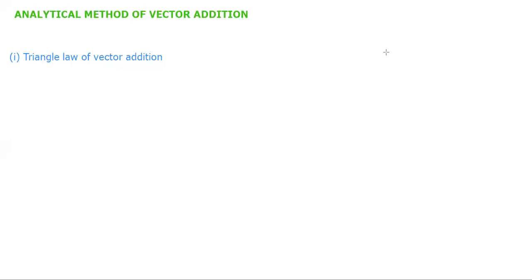Now it is the same law that you learned in the previous video. When you arrange two vectors in such a way that the arrowhead of one is with the initial point of another vector, then the vector drawn from the initial point to the arrowhead of the other is the resultant. This law is known as the triangle law of vectors.